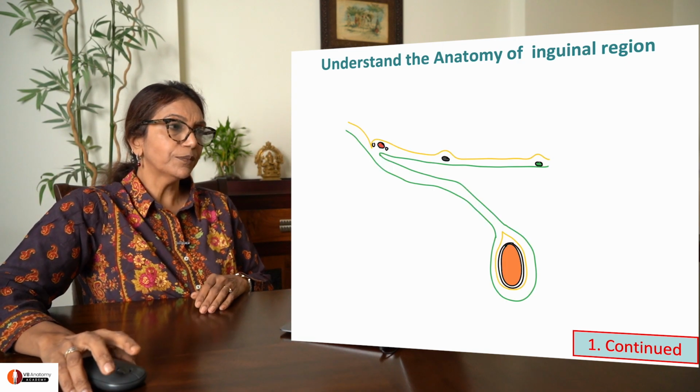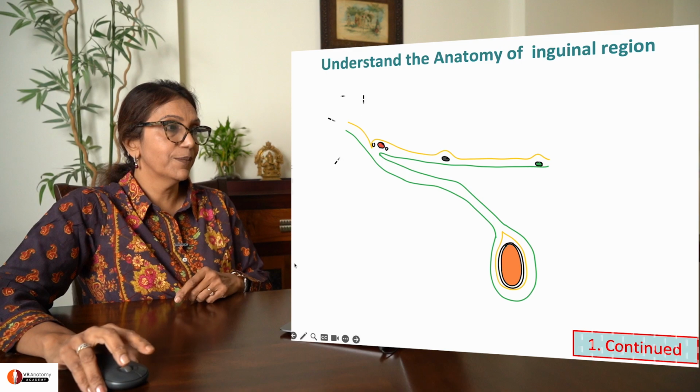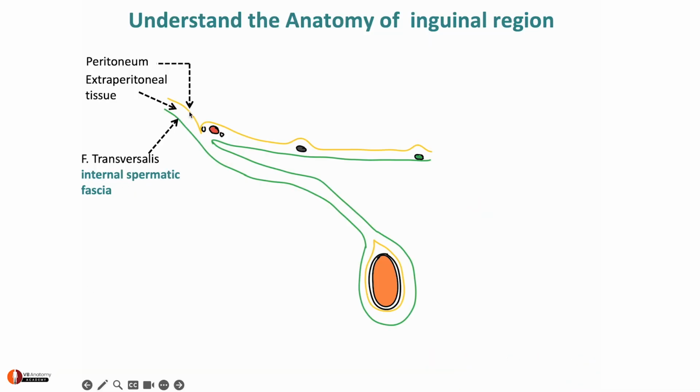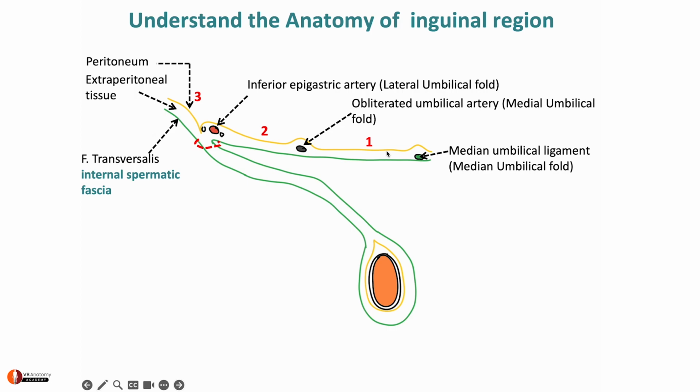So, revise. This is the peritoneum, extraperitoneal tissue, and fascia transversalis. This is the deep inguinal ring. This is the medial umbilical fold, and lateral umbilical fold. I think you know this much already because we've drawn this once. Let's now add the rest of the layers to complete our knowledge of this anatomy.